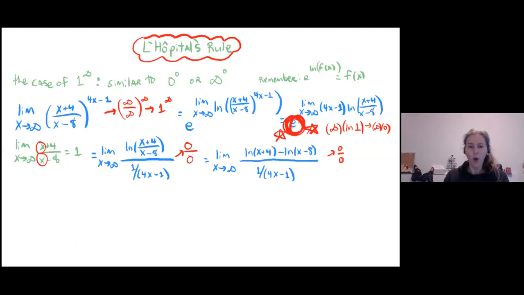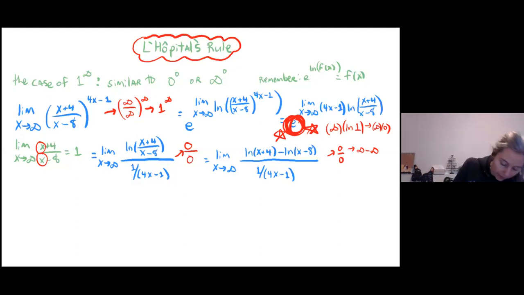You might think, oh, but hey, ln of infinity is infinity. So isn't that numerator giving me infinity minus infinity now? And the answer is yes. But the answer is also that in this case, that infinity minus infinity is 0, because ln of x plus 4 minus ln of x minus 8 is the same thing as ln of x plus 4 over x minus 8, which we already know to be 0. So of course, this difference will also have to be 0.